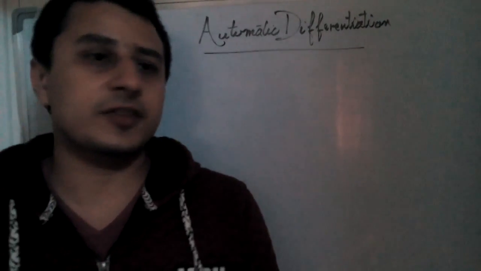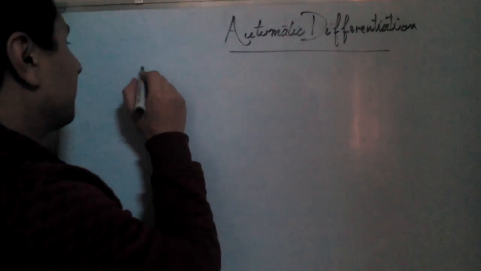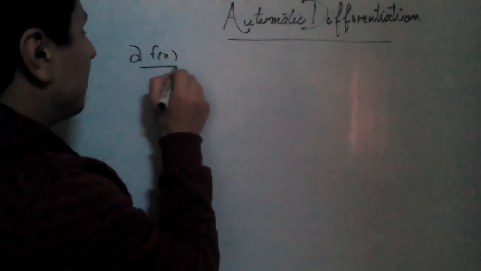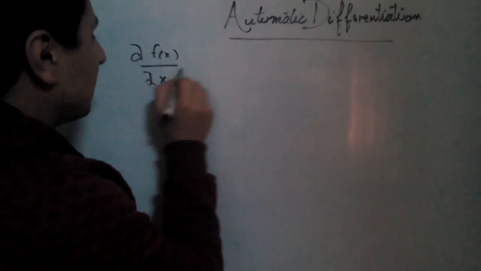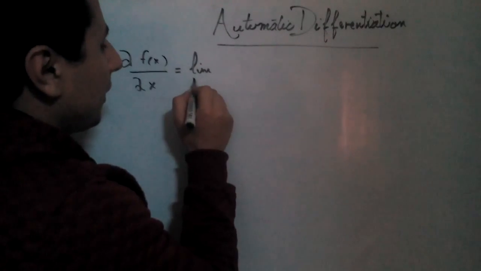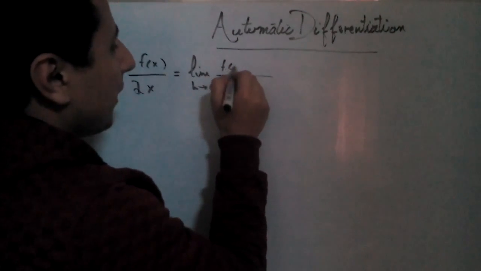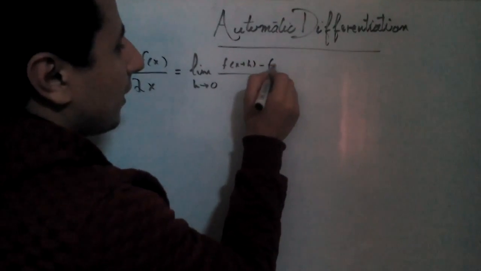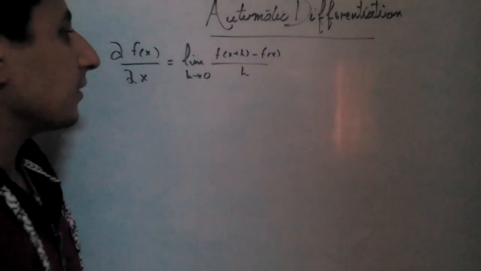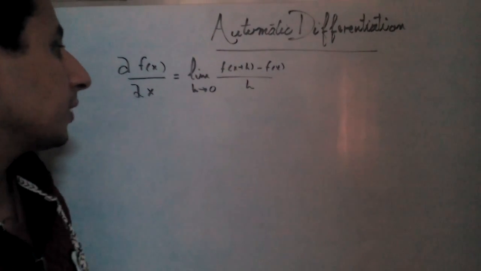So the formula for differentiation of f of x with respect to x is the limit when h, or the step, is infinitesimally small, of f of x plus h minus f of x, divided by h. You can see two problems with this formula. We can't apply this formula on the computer for two reasons.